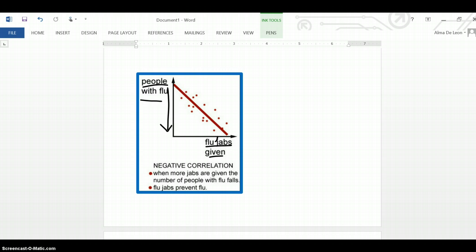So this is what we will call a negative correlation, because as one variable increases, the other one decreases, which makes sense because flu jabs are intended to prevent flu. So the more flu jabs that are given to a number of people, the less people that are going to have flu. Okay, so again, this is an example of negative correlation. There is a negative relationship.